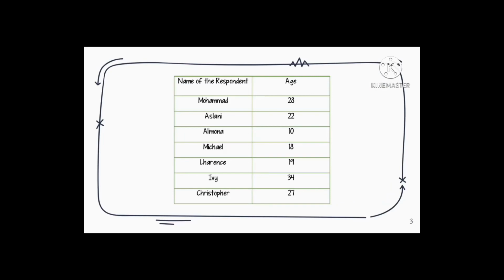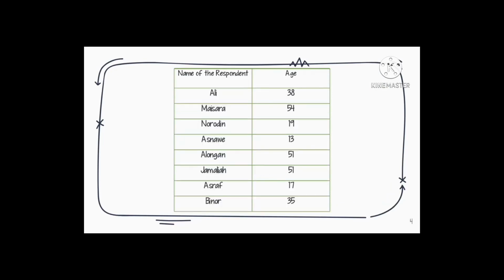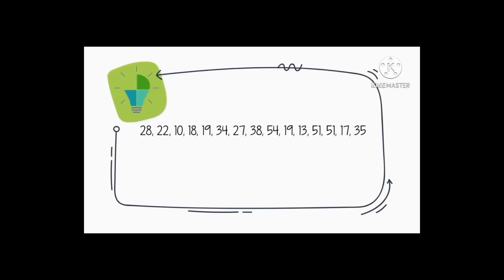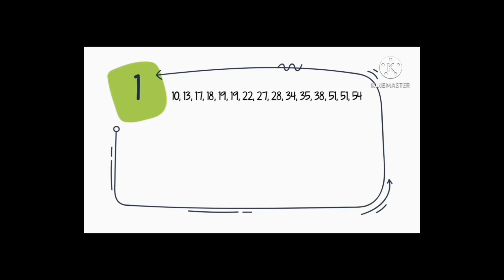I have here a table which shows the name and age of my respondents. After that, I organize the scores in ascending order. Then I solve the following. The first one is finding the 3rd quartile in my set of scores. We will use this formula to solve it.